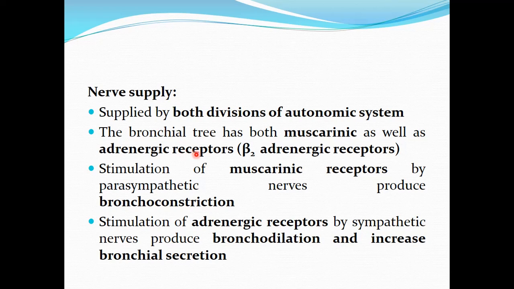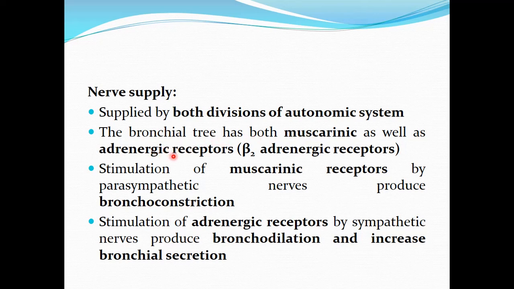To mediate the effects of the autonomic nervous system, there are two types of receptors present in the bronchial tree, the muscarinic receptors and the adrenergic receptors. The parasympathetic effects are mediated through the muscarinic receptors, and acetylcholine is the neurotransmitter which is secreted here.